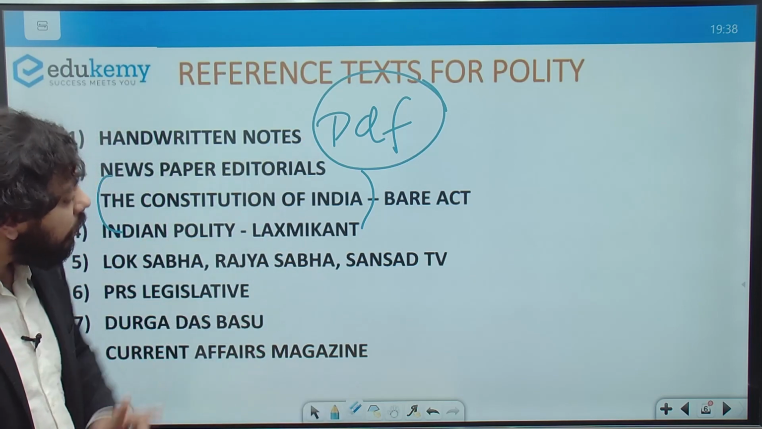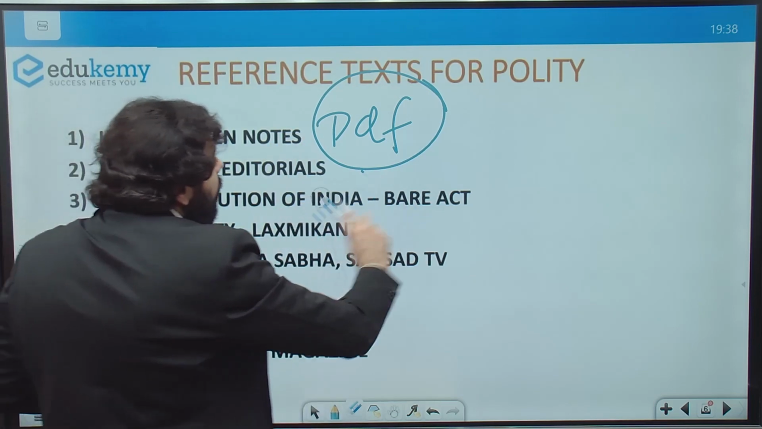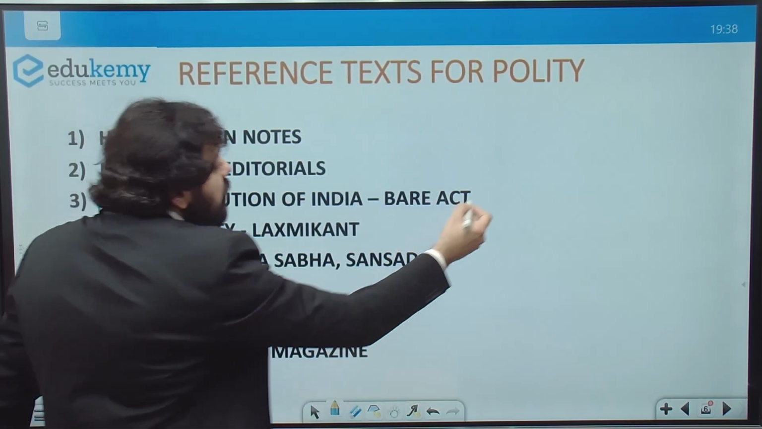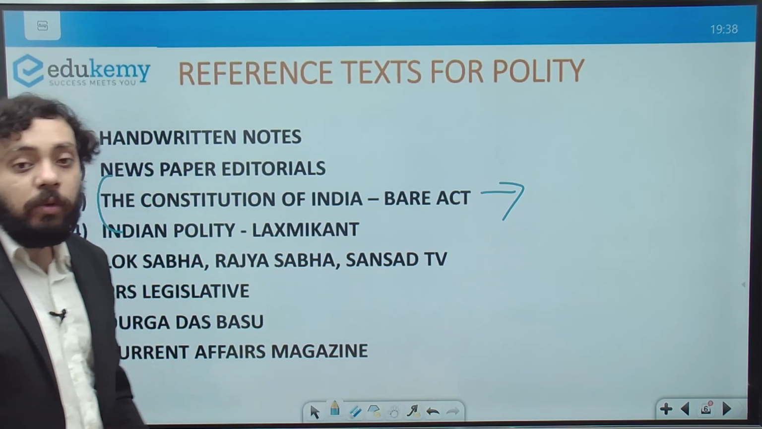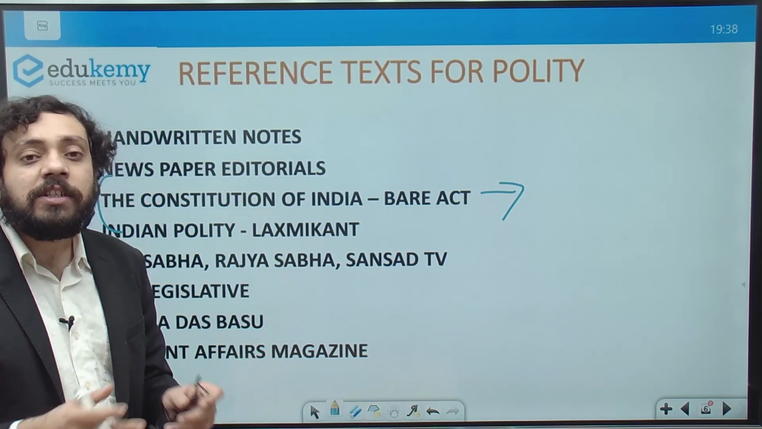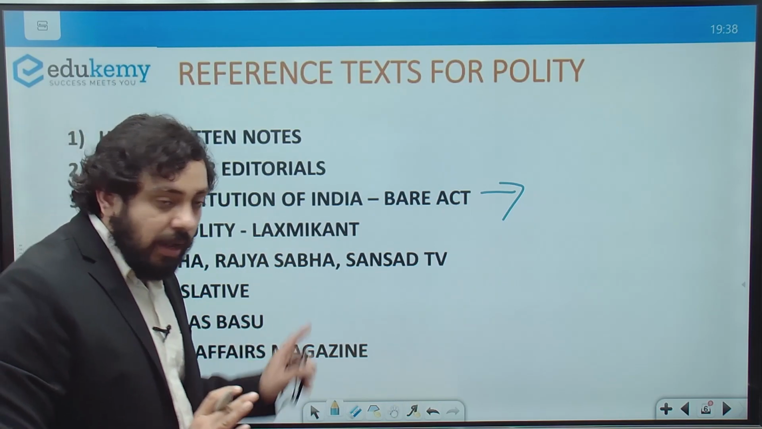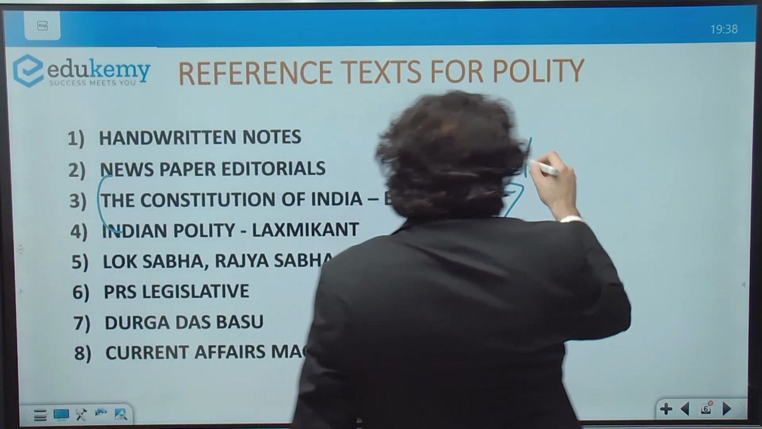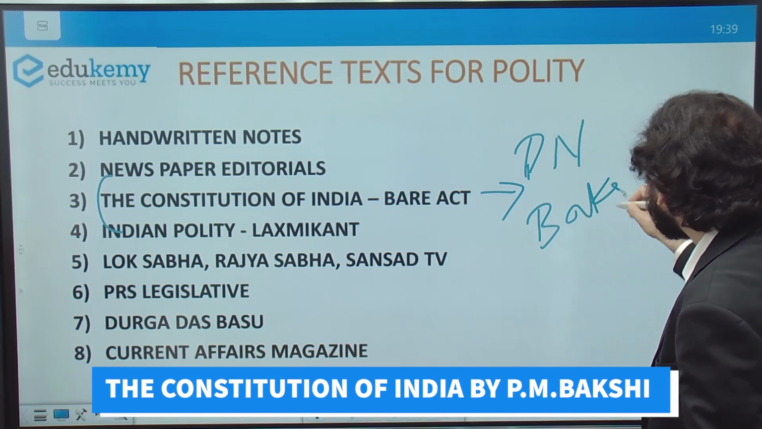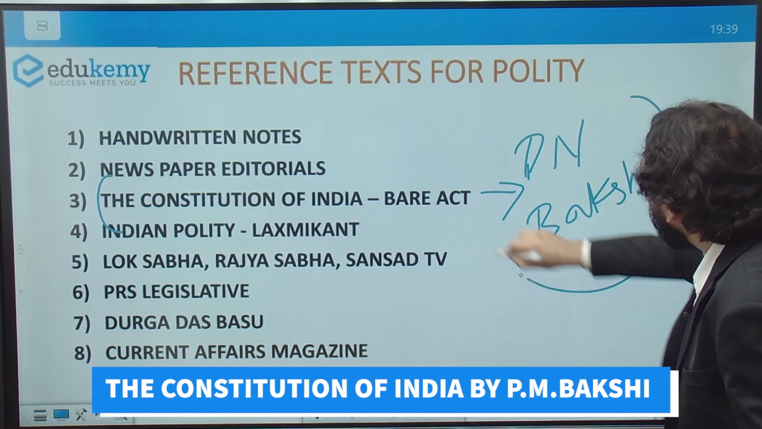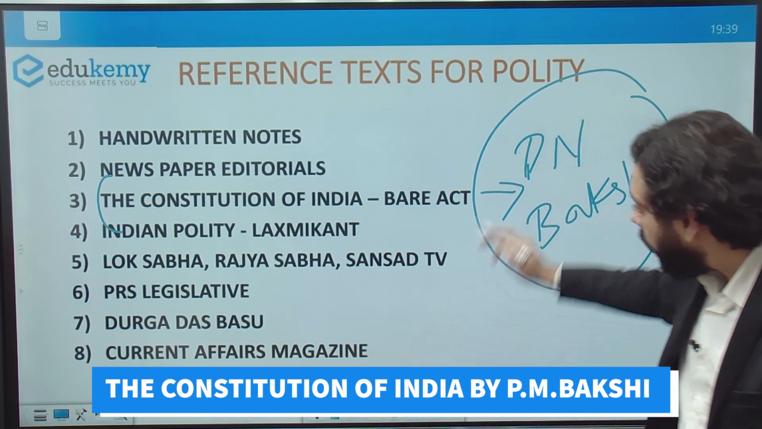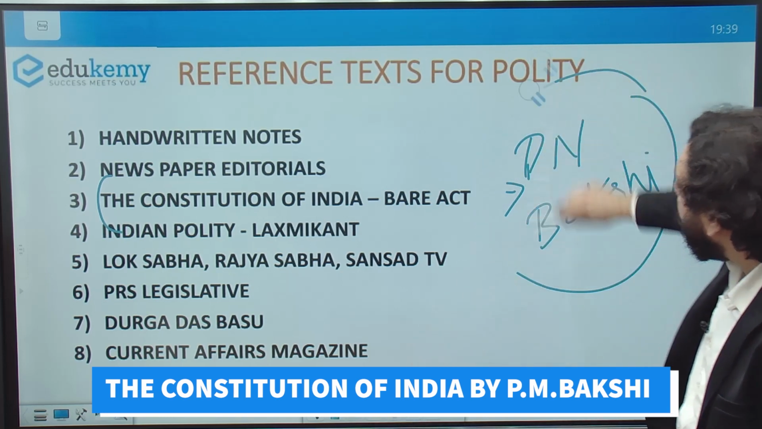So you can download a PDF or you can buy what we call a Bare Act, which gives the provisions of the Constitution of India as it is released by the Parliament occasionally. Make sure that it is an updated version, so all the amendments etc. are incorporated in that particular document. One book that can be referred to in this case is the P.N. Bakshi. You can take the P.N. Bakshi, which is basically a Bare Act with some commentary, but if you are comfortable reading a PDF, that will suffice.